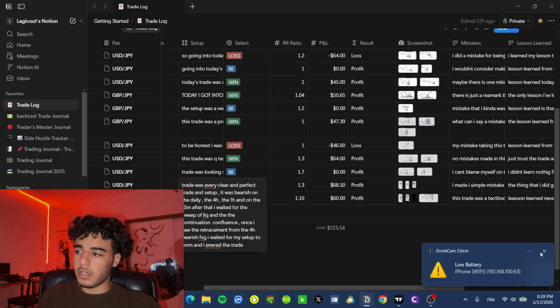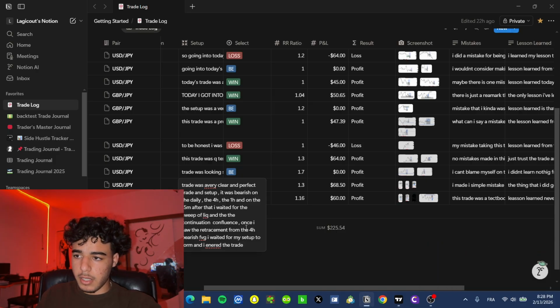We swept the London session highs, and after the liquidity sweep I found a continuation confluence with the 15-minute break of structure, confirming the trend was continuing bearish. Once I saw the retracement into the 4 hour bearish fair value gap, which gave me more confidence in the trade.